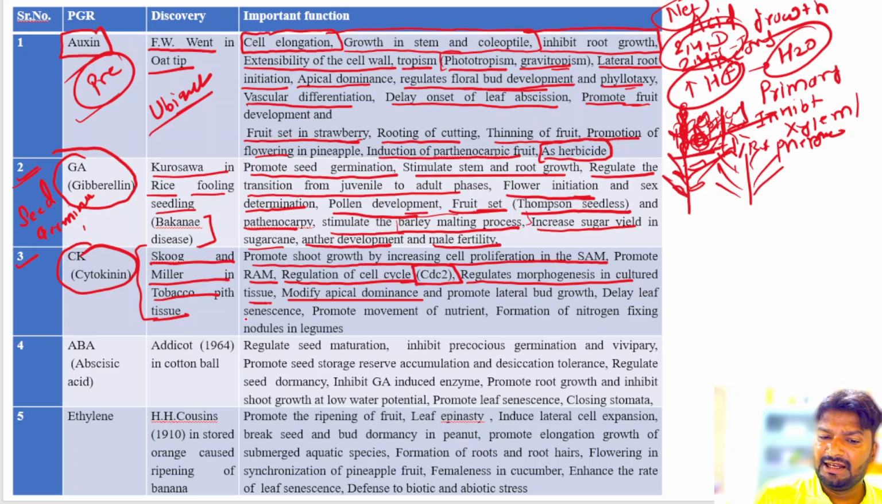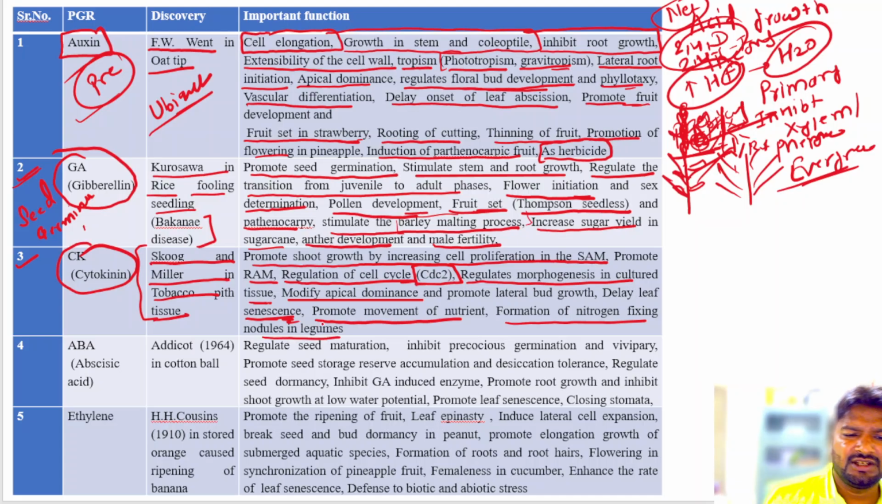And delay the leaf senescence. Okay. So this is known as evergreen hormone. Means ये आपके प्लांट्स को यंग बनाए रखता है. वेजिटेटिव मीन्स डिले द सेनेसेंस, promote the movement of nutrients and also formation of nitrogen fixing nodules. So these are the important functions.